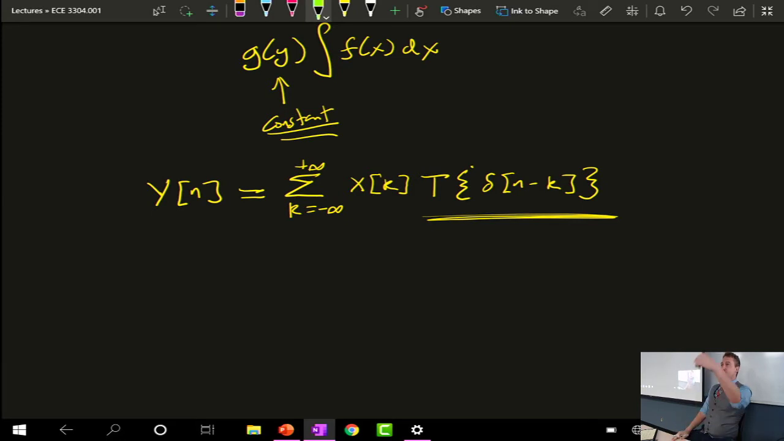What do you guys call the delta function in your linear systems class? Dirac delta. There's another name. Starts with an M. Starts with an IM. Impulse? You guys are no fun. Thank you. The impulse function. Right? This is called the impulse response.